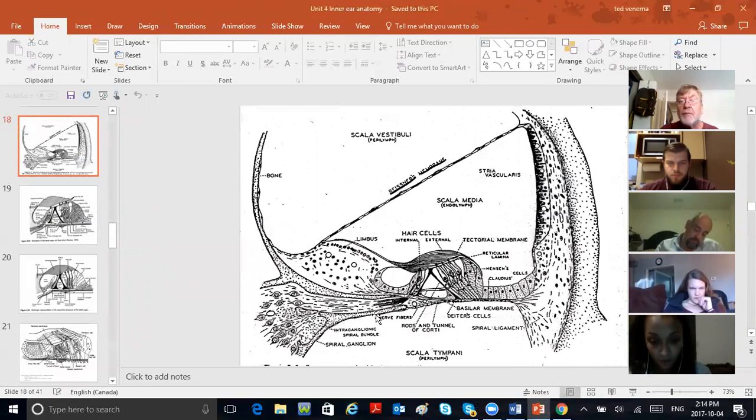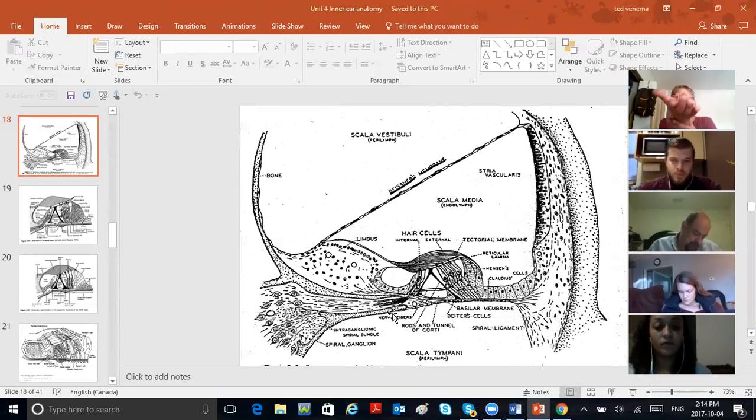Spiral lamina. Right here, right where I'm pointing. The basilar membrane is stretched from the spiral ligament, where my cursor is here on the right. Here's the basilar membrane, and here's the spiral lamina, which is a bony shelf sticking out from the modiolus, out from that central core. So the basilar membrane is tied between the spiral lamina and spiral ligament.